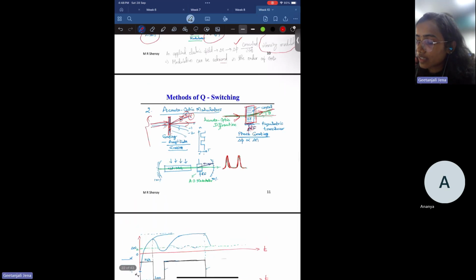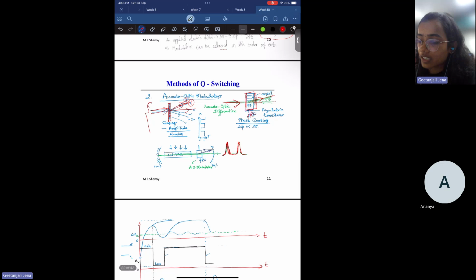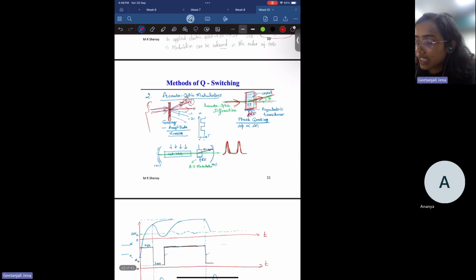So in this case, because of the change in refractive index of the material, we see a change in phase, and depending on the change in phase, the acousto-optic modulator behaves like an intensity modulator. The output will be an intensity modulation.